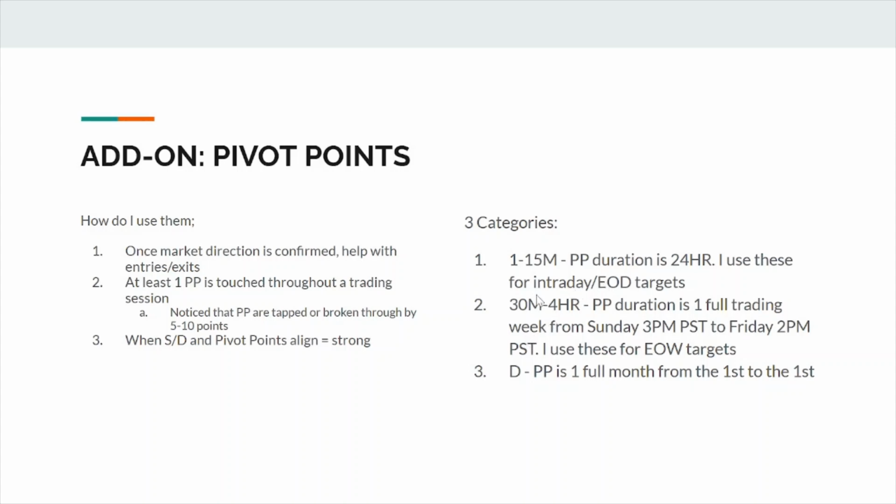For the second category, it's the 30-minute time frame through the 4-hour. And that's going to be the duration of one full trading week. And that's from Sunday market open to Friday market close. And I use these time frames with pivot points to determine my end of week targets.